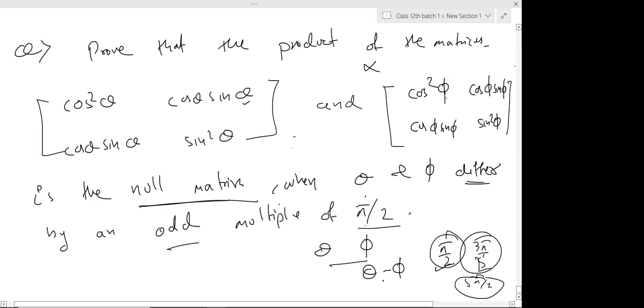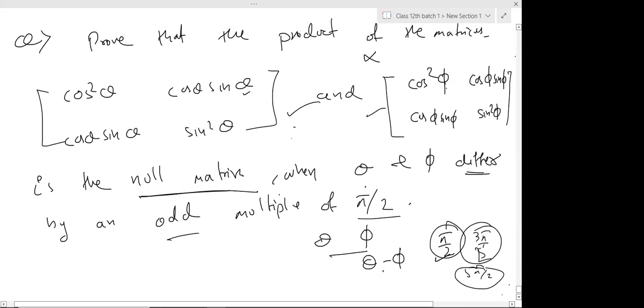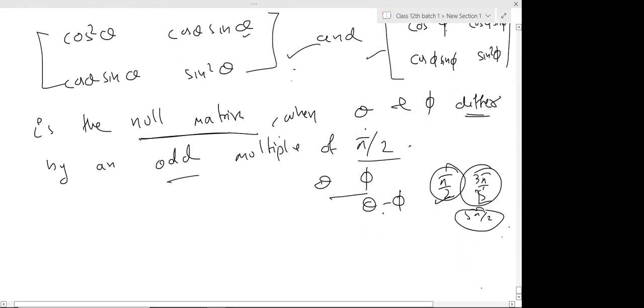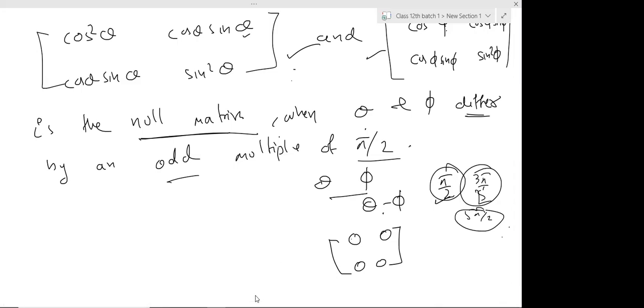So the first step is to multiply. Try multiplying this with this, and then simplify. After simplifying, compare with a null matrix and see what you get as the result. The steps are clear? Krishna, Shikani, Hamza.